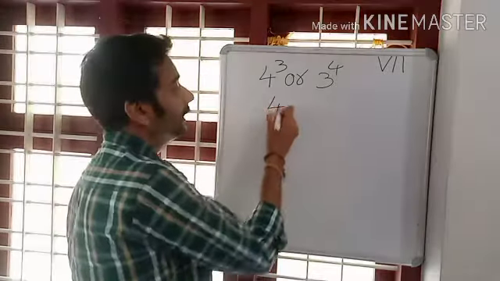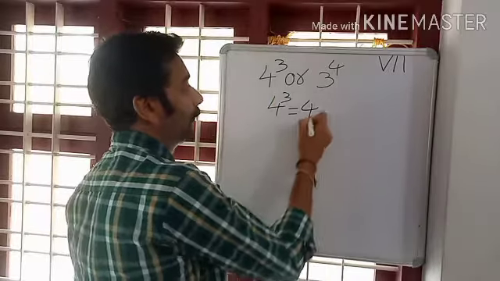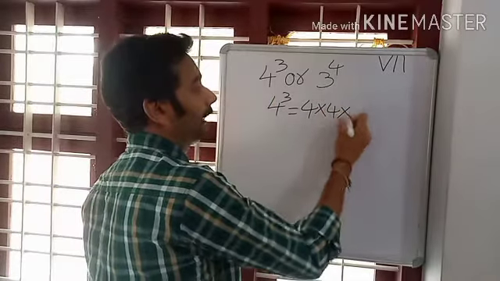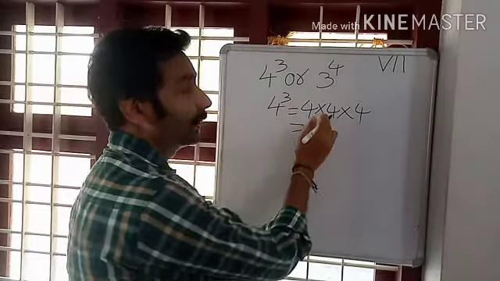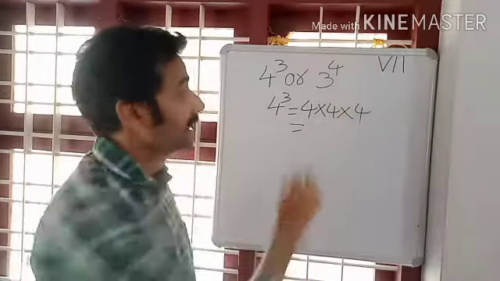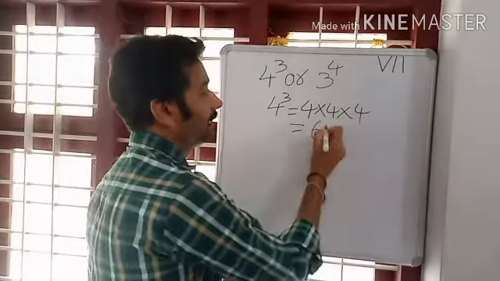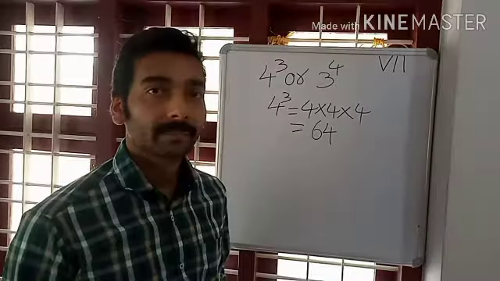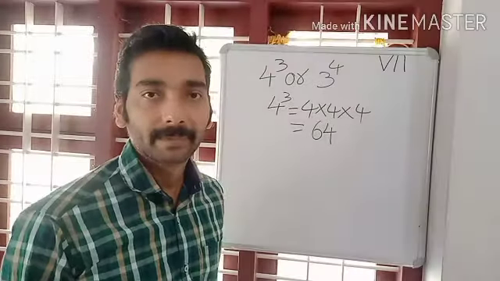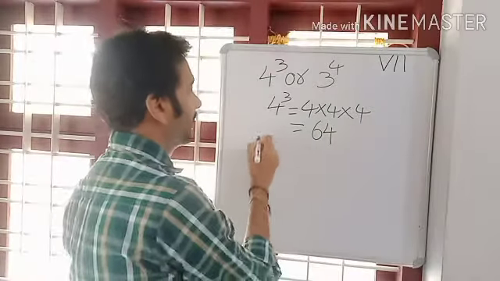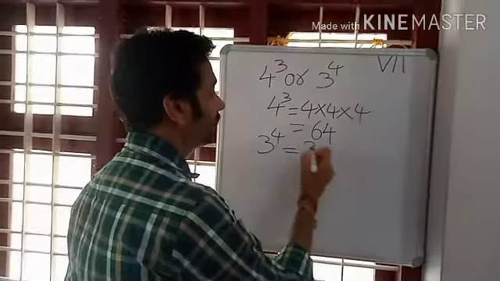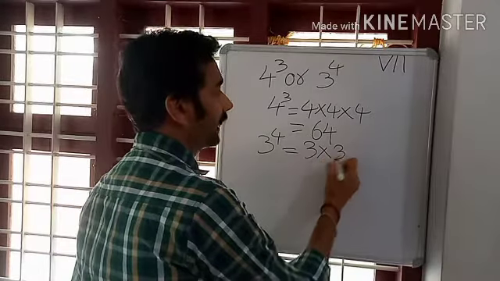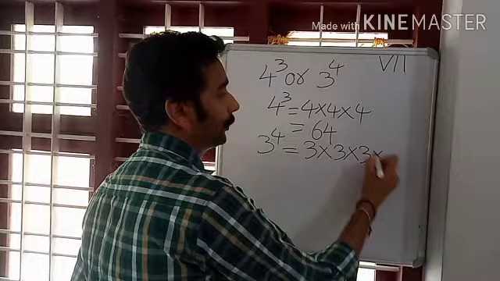4 cube means 4 into 4 into 4. That means 4 into 4 is 16, 16 into 4 is 64. Okay, you multiply. Otherwise, 3 raised to 4. That means 3 into 3 into 3 into 3.